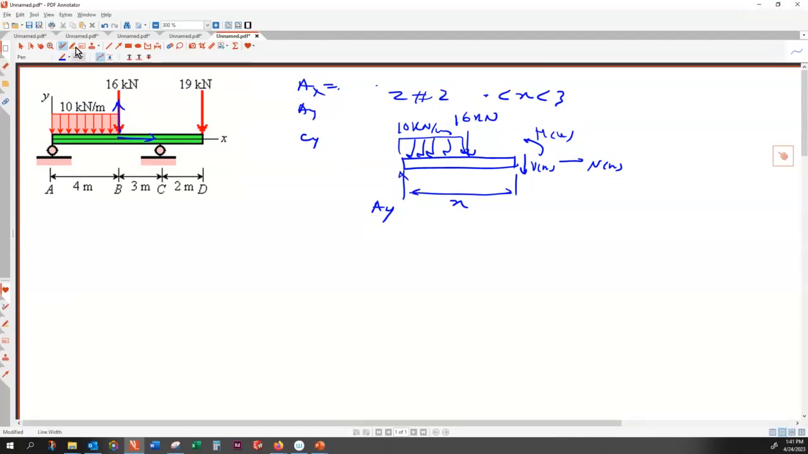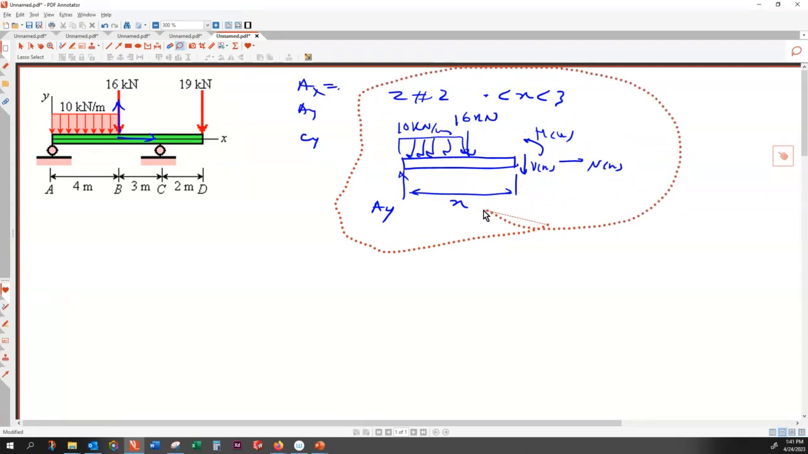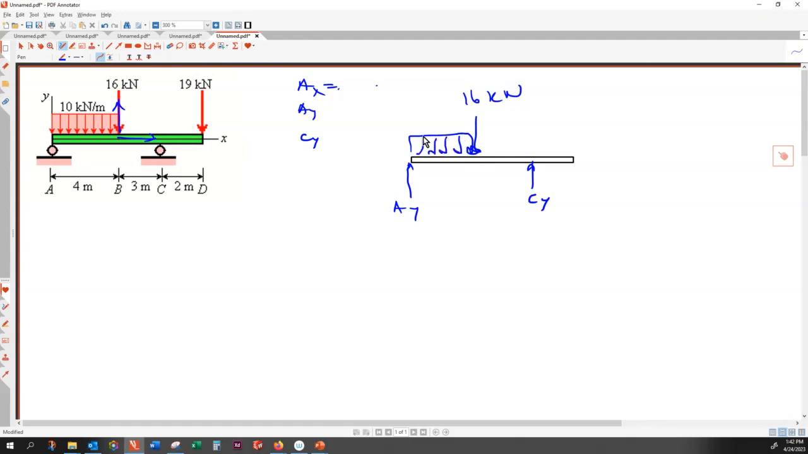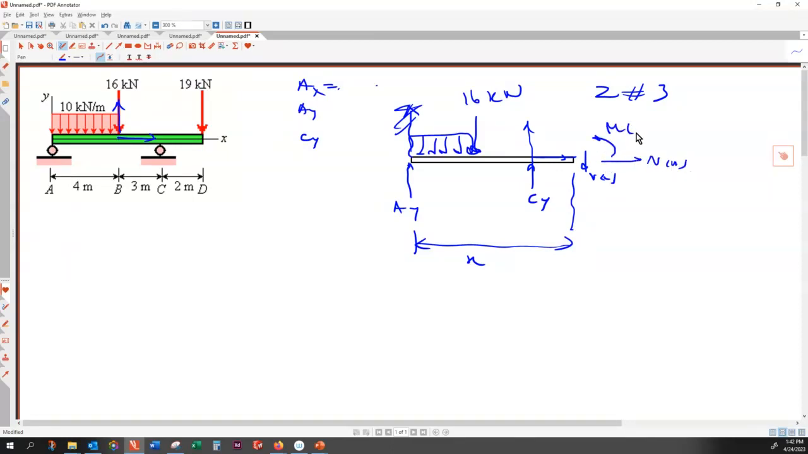And finally, when you jump into the third zone, what happens? In the third zone, you're going to have A of Y here, C of Y here, 16 kilonewton here, distributed load like so. And then this dimension will be your new X, but in zone three, your coordinate system starts not from here, your coordinate system starts from here. And then you have V of X, N of X, and M of X. So in this free body diagram, three unknowns, three equations, that is easily solvable.